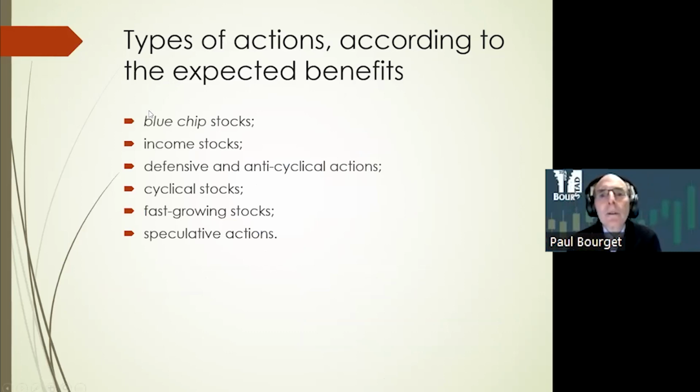So let's look now at a classification according to the expected benefit. So we'll talk about blue chips, income stocks, defensive and anti-cyclical stocks, cyclical stocks, fast-growing stocks, and speculative stocks. I first have to mention that these are not mutually exclusive. You'll find that some stocks can very well belong to more than one category.